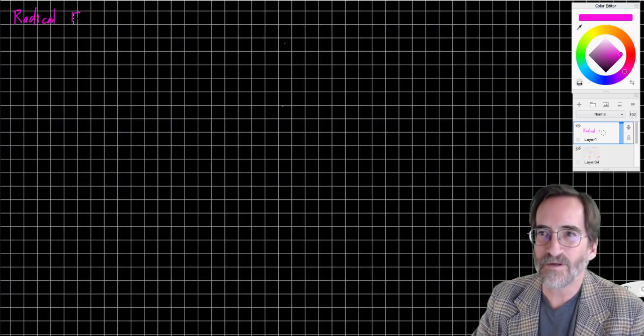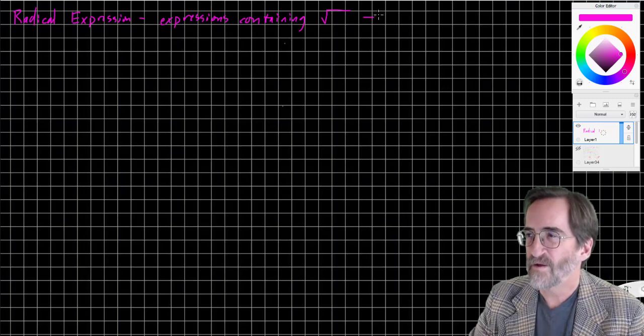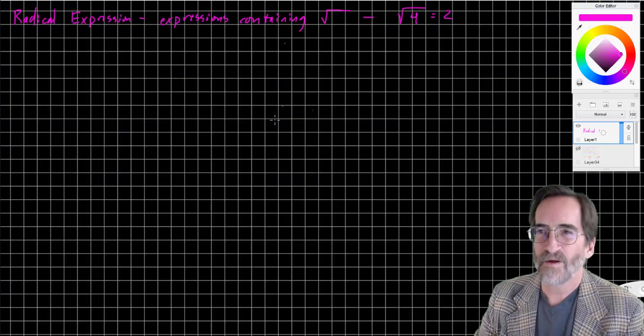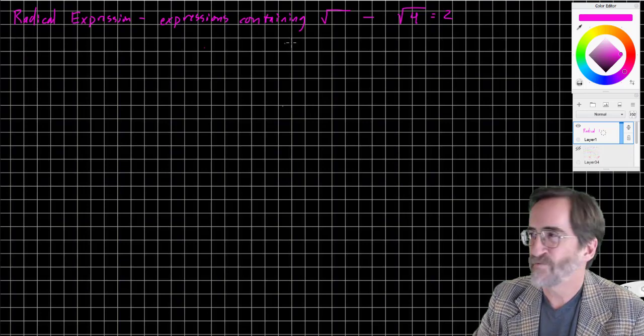Radical expression. Okay, it's expressions containing a radical. Like that. Example, square root 4 equals 2. Okay, radical expression. Radicand.